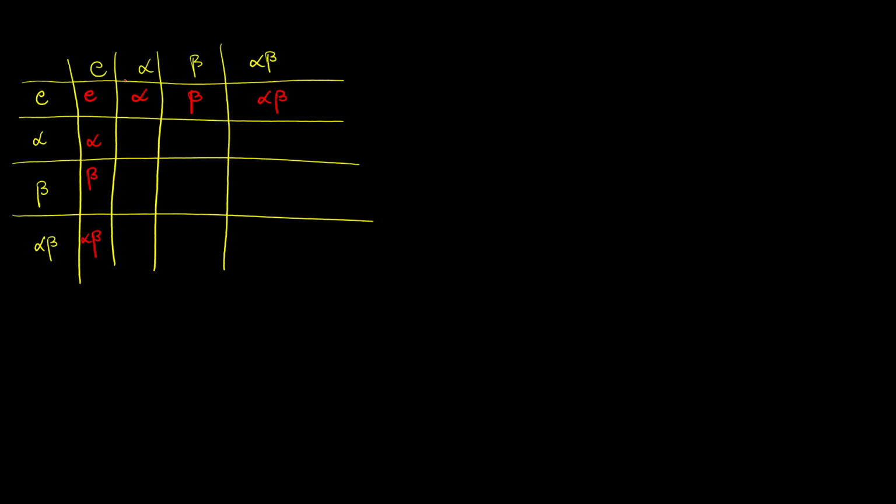Now what is alpha times alpha? It is going to be alpha square, which is identity. Okay, now what is alpha times beta? It is alpha beta. Now what is alpha times alpha beta? It is going to be equal to, by associativity, alpha times alpha times beta. What is alpha times alpha? It is alpha square times beta. What is alpha square? It is identity times beta, which is nothing but beta. So here we have beta.